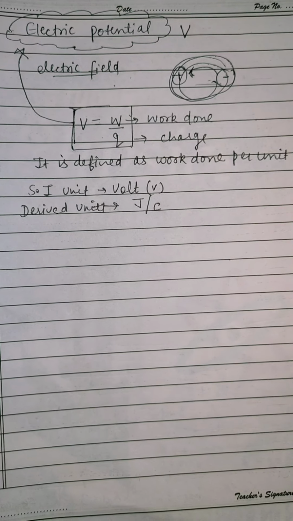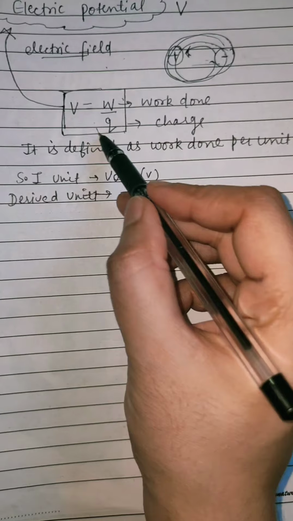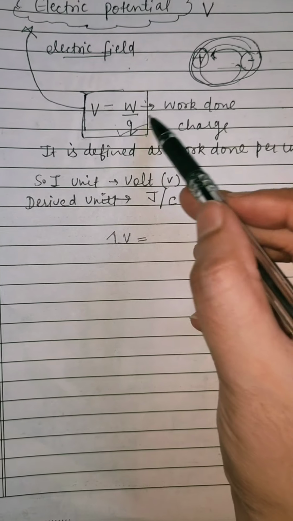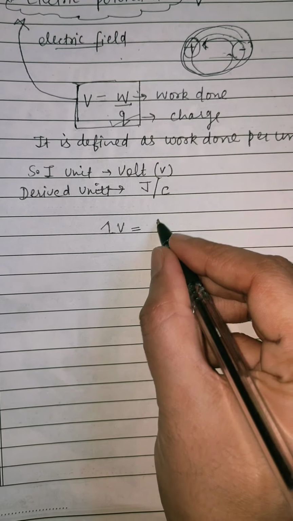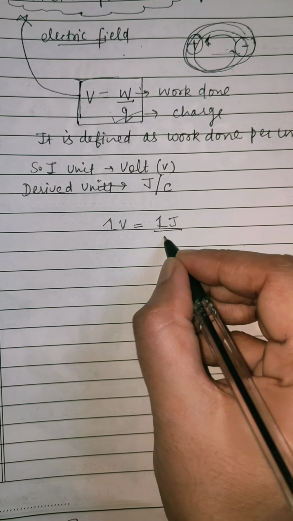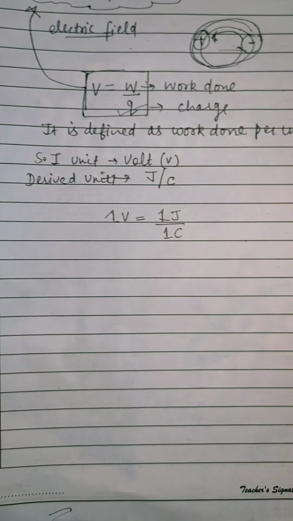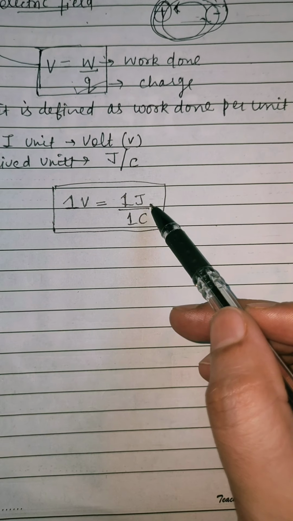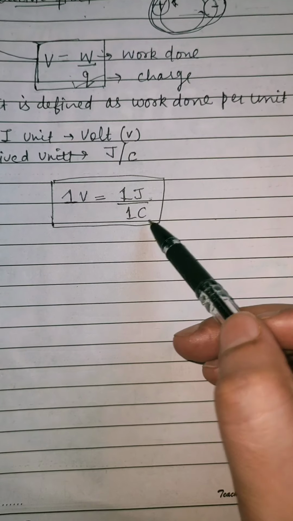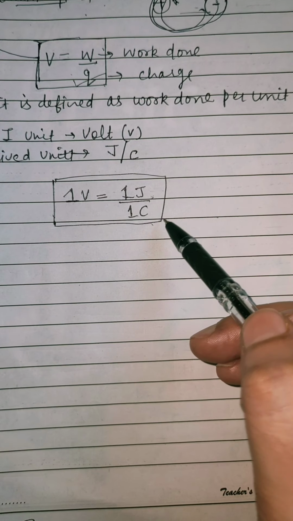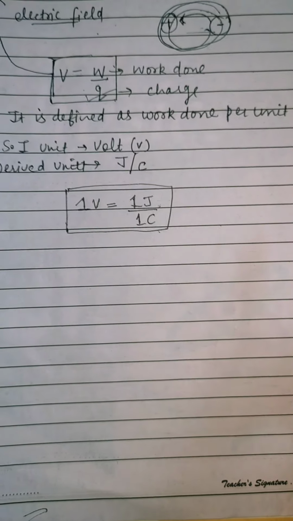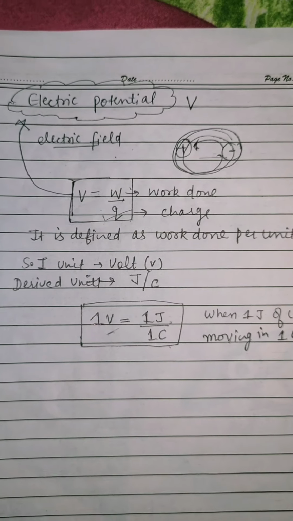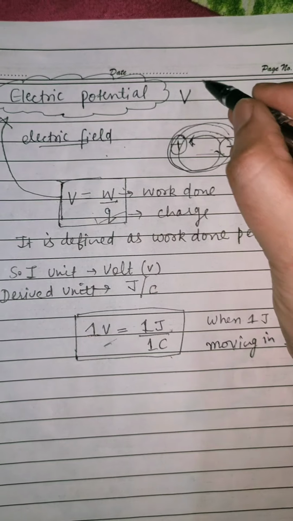Now we define 1 volt. From this formula, for 1 volt, for work done we use 1 joule and for charge we use 1 coulomb. So it is defined: when 1 joule of work is done in moving 1 coulomb of charge from infinity to that point in the electric field, that is known as 1 volt. Electric potential is a scalar quantity.